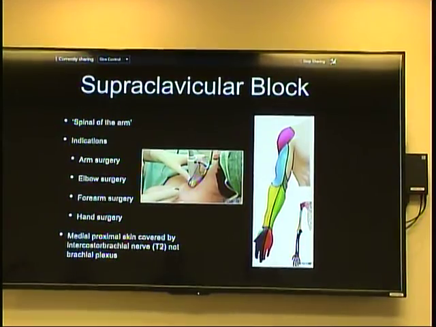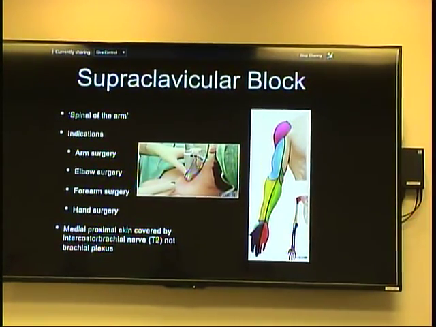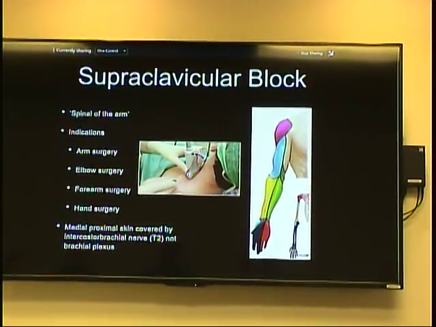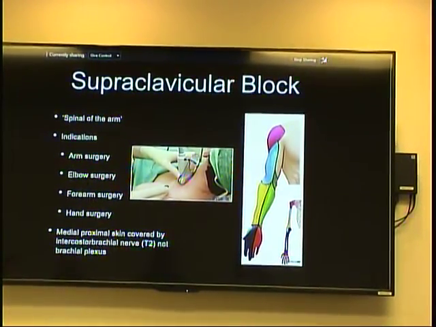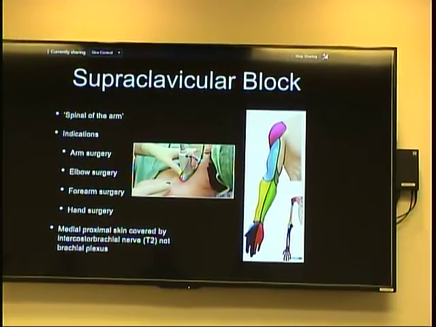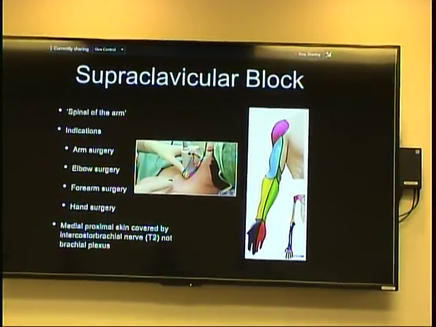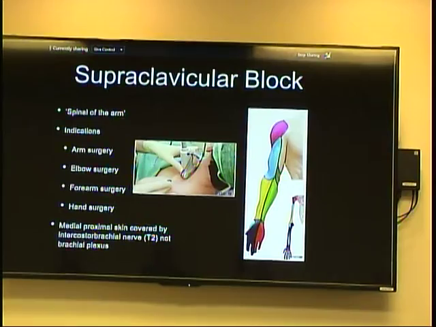And then that medial part of the arm right here is missed by this block. It comes off other nerves, brachial nerves I believe, and so you could just do a skin wheal here, and that will actually cover the rest of those nerves.